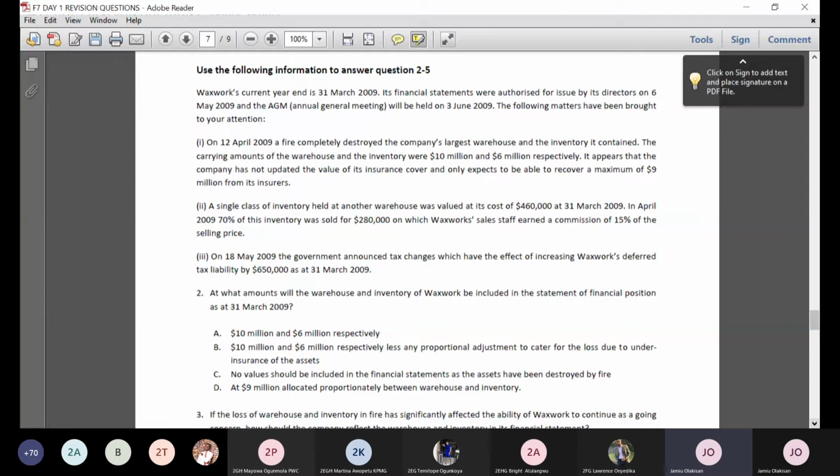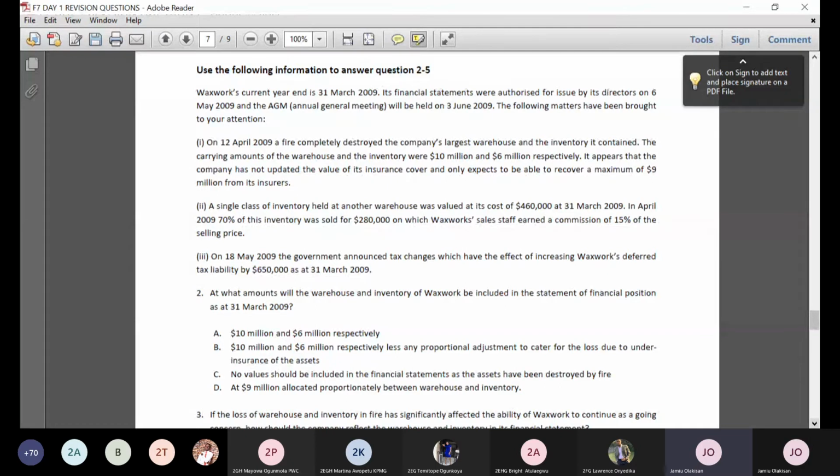It now says on 12th April 2009, a fire completely destroyed the company's largest warehouse, and the inventory it contained. The carrying amount of the warehouse and the inventory were $10 million and $6 million, respectively. It appears that the company has not updated the value of insurance cover and only expects to be able to recover a maximum of 9 million. You guys said it's A. Do we all agree that it's A? No, C.